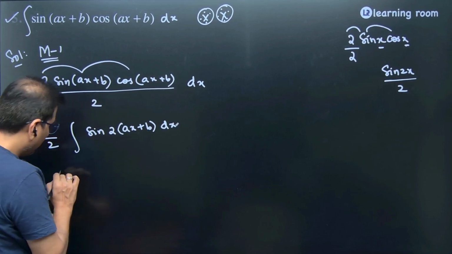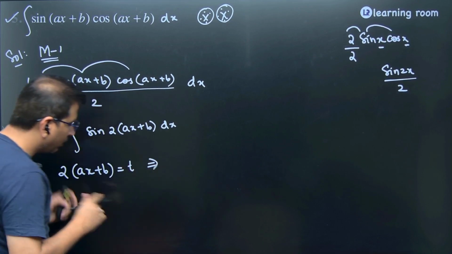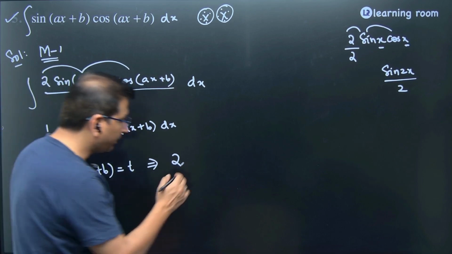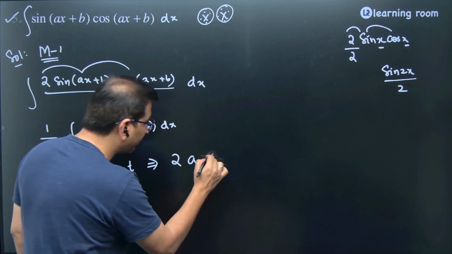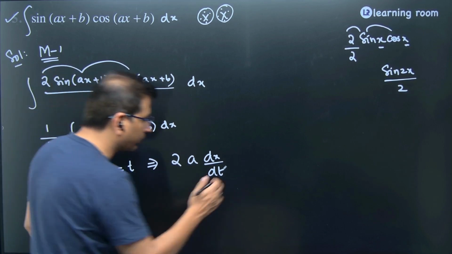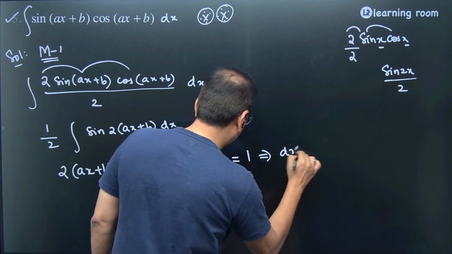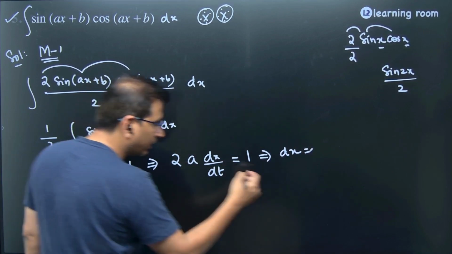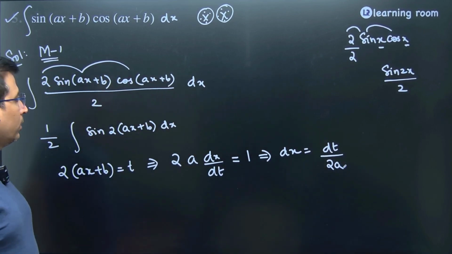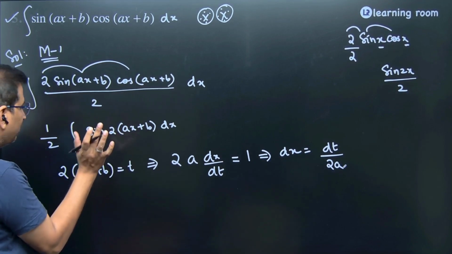Now see, 2 into ax plus b, if you write it as t, differentiating on both sides, 2 is 2 only. Derivative of ax plus b will be a into derivative of x, which is dx by dt. Derivative of b is 0, equal to derivative of t, which is 1, which implies dx is equal to dt divided by 2a. We can write dx is equal to dt by 2a. So wherever dx is there, we'll replace it with this. Wherever 2 of ax plus b is there, we'll replace it with t.